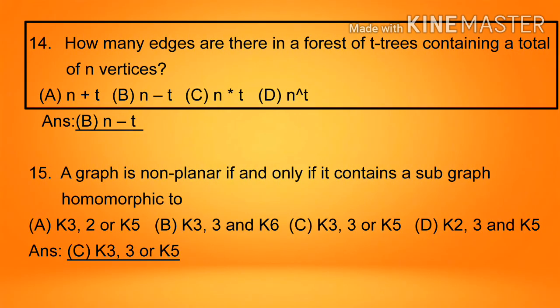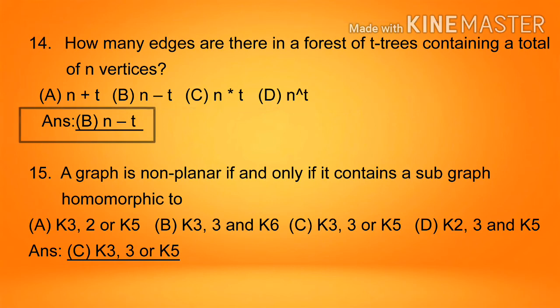Question number 14. How many edges are there in a forest of t trees containing a total of n vertices? Option A n plus t, option B n minus t, option C n into t, option D n raised to t. Answer is option B n minus t.